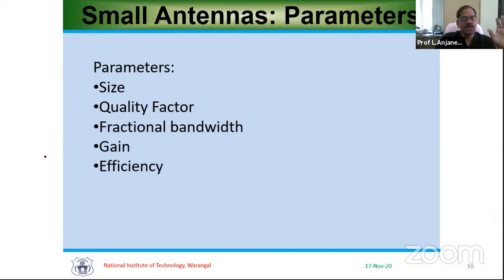And for antennas, these are the various parameters that we have to keep in mind when you are designing them, whether you are designing an HF antenna, a VHF antenna, a UHF antenna, a microwave antenna, or a millimeter wave antenna. These are the essential parameters: size, quality factor, fractional bandwidth, gain, and efficiency. And of course, there are other parameters like VSWR, which are linked to these anyway. These are the essential things that you have to keep in mind when you are designing antennas.